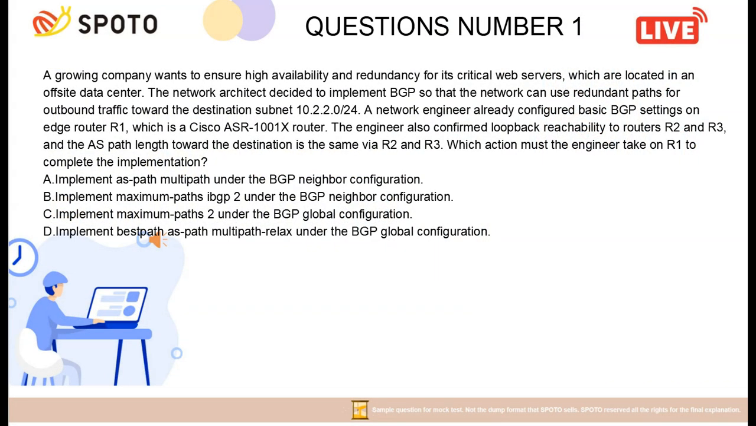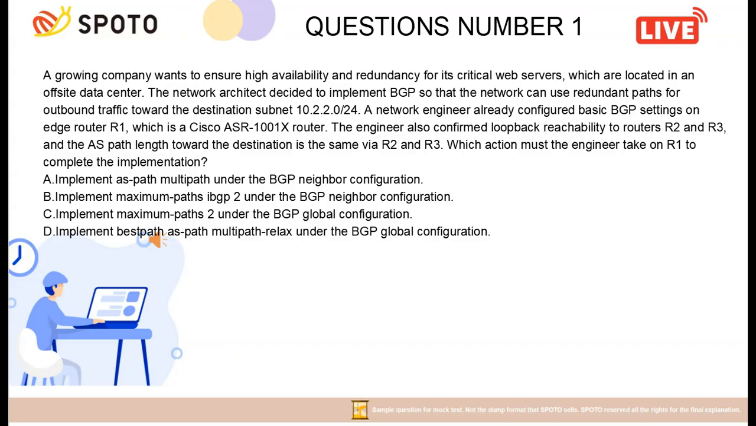Question 1. A growing company wants to ensure high availability and redundancy for its critical web servers, which are located in an off-site data center. The network architect decided to implement BGP so that the network can use redundant paths for outbound traffic toward the destination subnet 10.2.2.0/24.